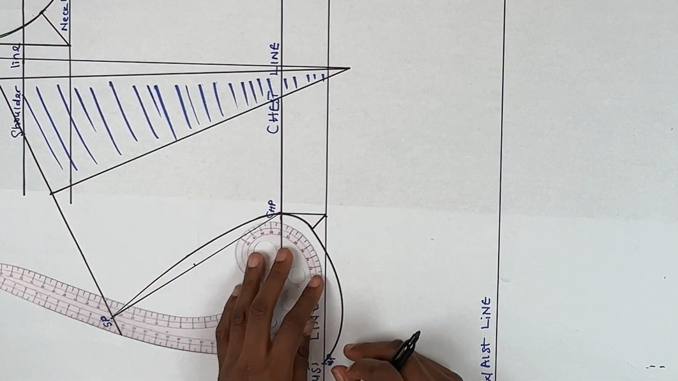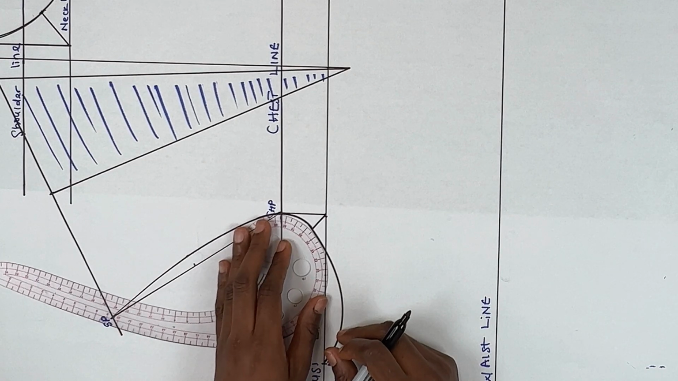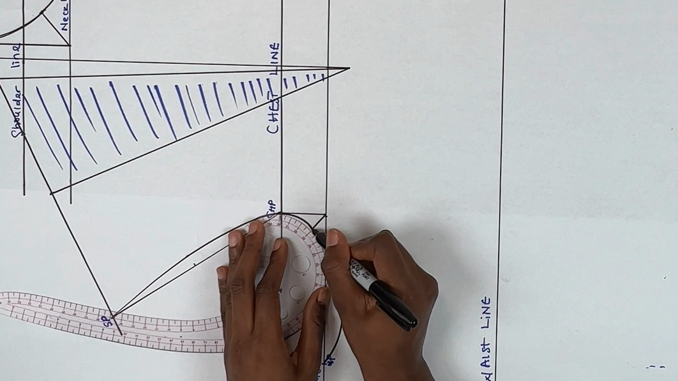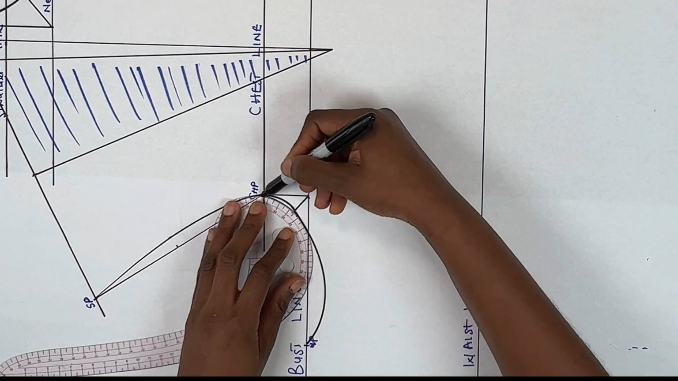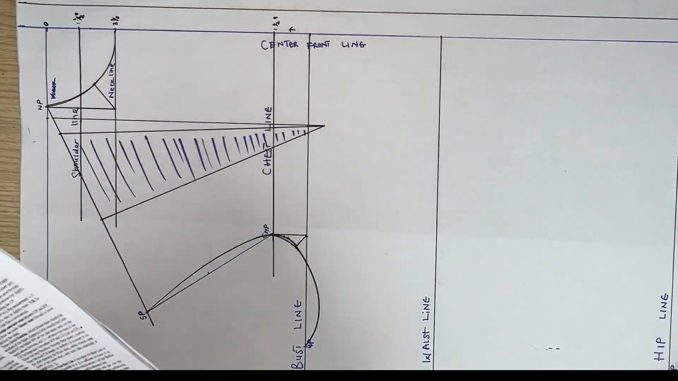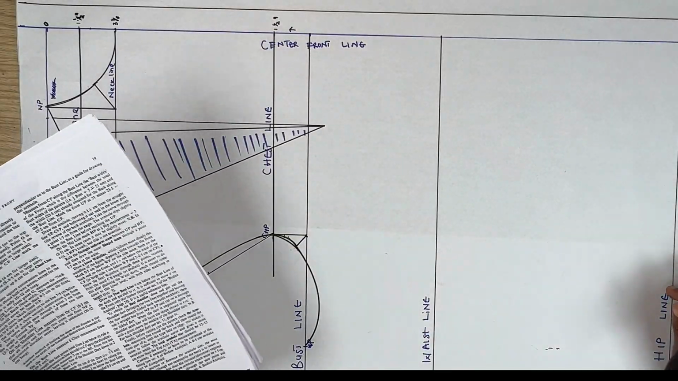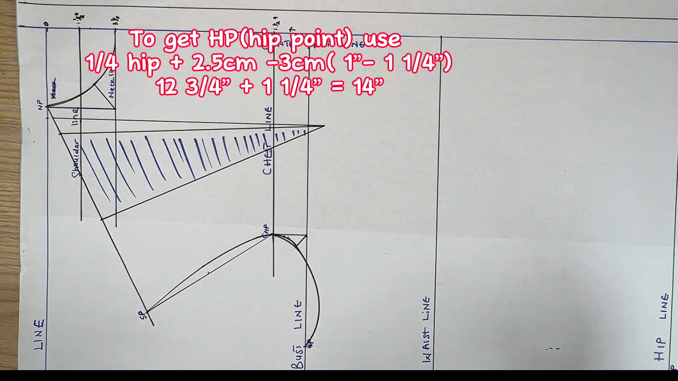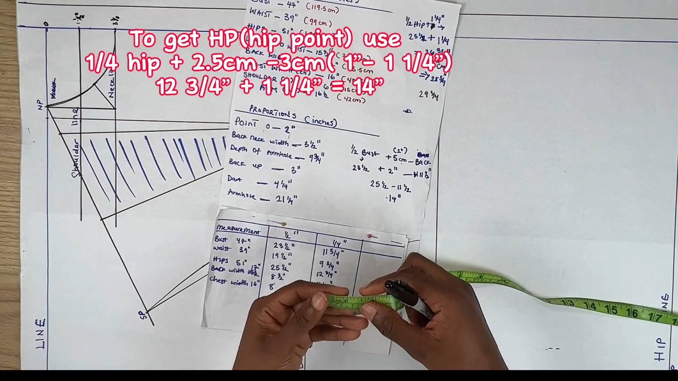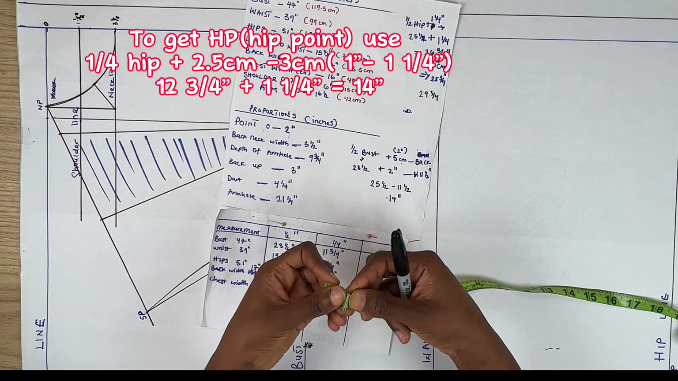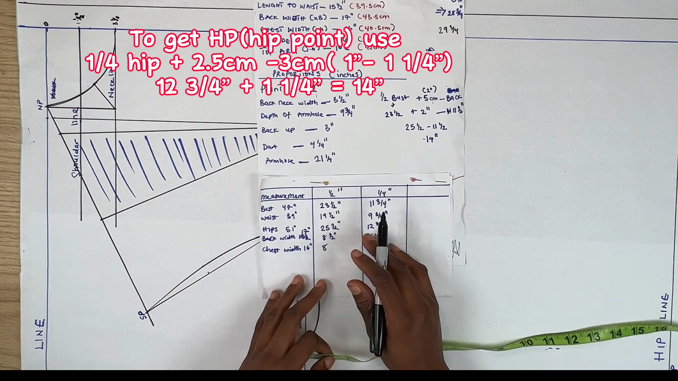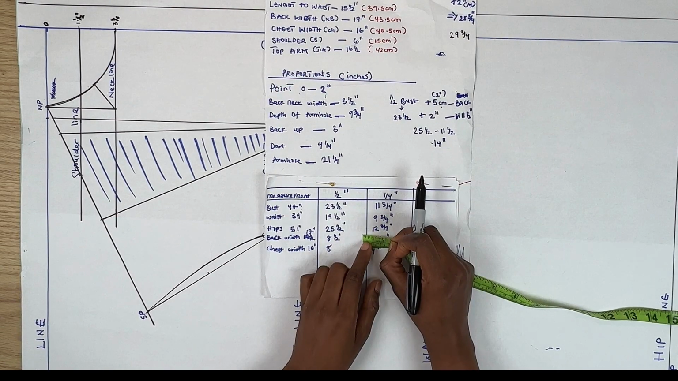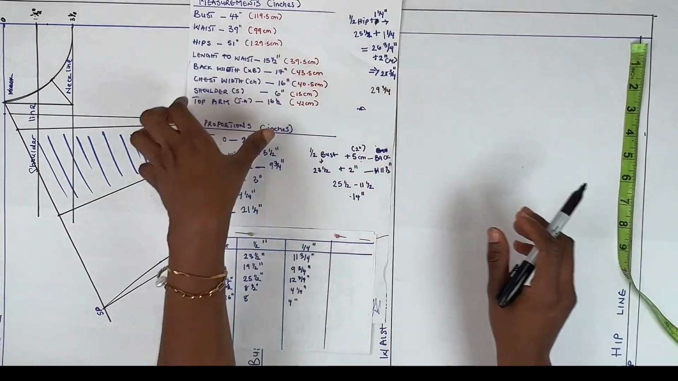Well, so I'm going to try to reblend it out so that I have a more seamless curve, but I'm going to make sure it still stays at this point here. Now, the next one we're trying to get is the HP, which is the hip point. To get the hip point, use quarter hip measurement plus 2.5 or 3. In this case, 3 cm is about 1 1/4 inch, and quarter of our hip measurement is 12 3/4 plus 1 1/4 is 14. And here I'm going to mark 14 inches.